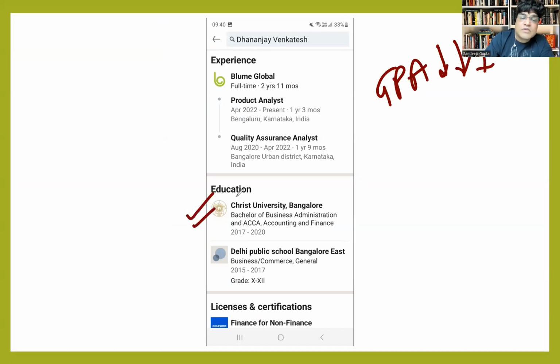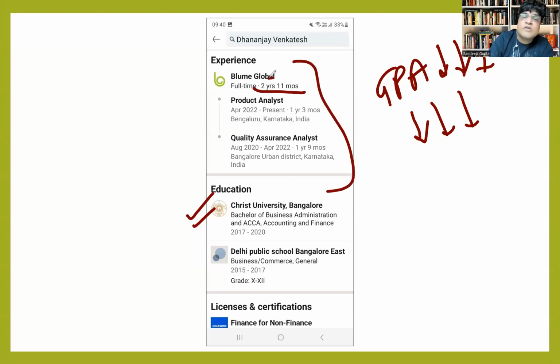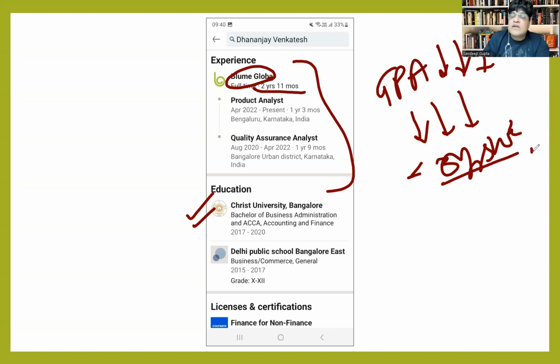Which university? BBA from Christ University. College also below average. कोई खास नहीं, कोई IIT Delhi नहीं है ये. Okay. He worked for 2 years, 11 months with a company that you've never heard. Bloom Global is a local consulting company, and this is all. So less than 3 years of work experience in a company that is unknown.